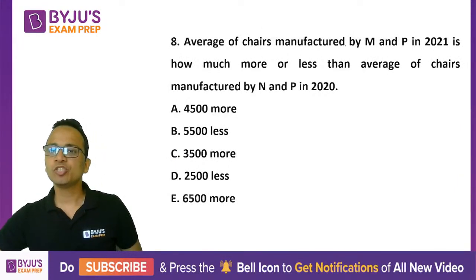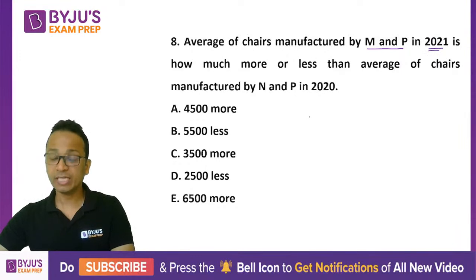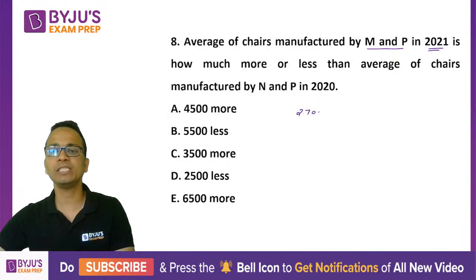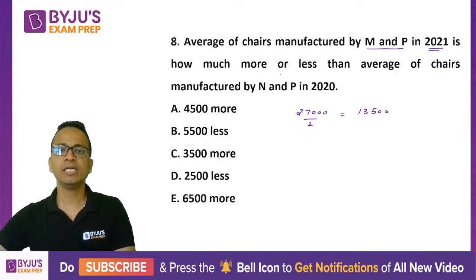The average of chairs manufactured by M and P in 2021. So M and P in 2021, we have to find the average. Okay, fine. So M and P is 15,000 and 12,000. The sum is 27,000 divided by 2. So it is 13,500.